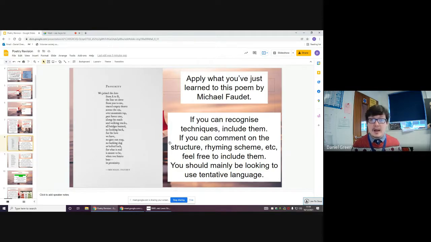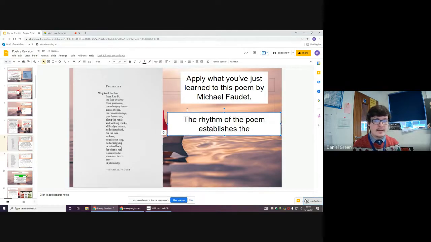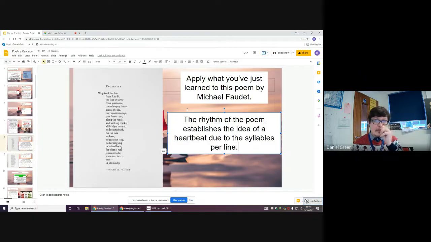But when I write my idea or my argument, I might say something like this. The rhythm of the poem establishes the idea of a heartbeat due to the syllables per line. Now, you might think, sir, you've just given me a line there, that sounds like a really valid point.